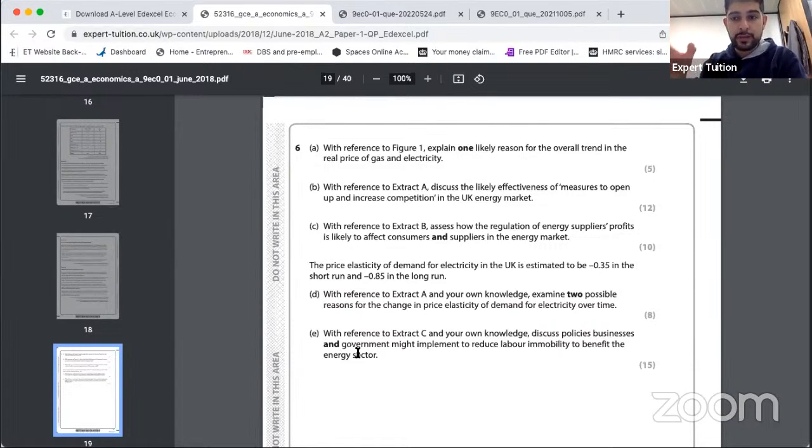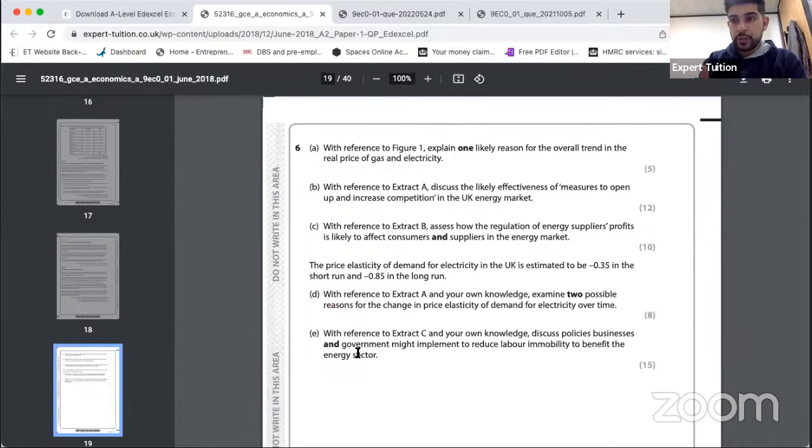So we should know there are two types of mobility. There's geographical mobility of labor and there's occupational mobility of labor. Geographical mobility of labor is basically how easy it is for an individual to move from one area to another to take up a job. That could be, by the way, within the UK, but it could also be from abroad. And number two is occupational mobility of labor, which is how easy it is to go from one sector to another to take up a job.